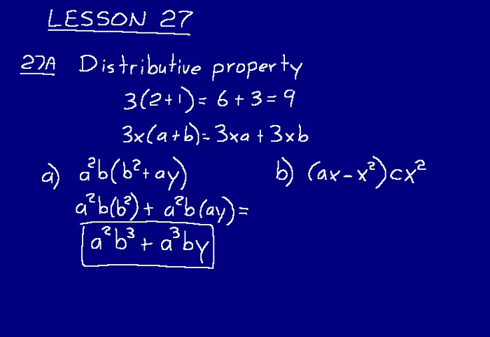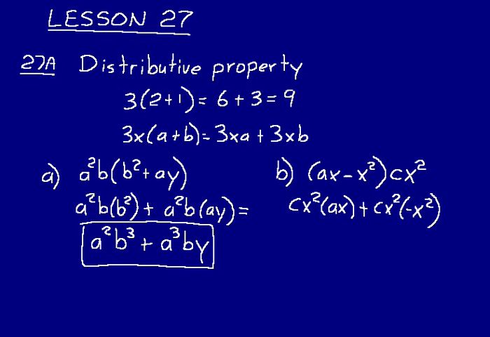Look at practice problem B. Now on this one, you've got a term that's on the right side of the terms inside the parentheses. You can still use the distributive property though. Just take that cx squared and we can multiply it by ax. It doesn't matter which term on the inside we do first. I'll go ahead and do the ax first. Cx squared times ax, and then plus cx squared times a negative x squared. We consider the term and the sign in front of it. Cx squared times a negative x squared.